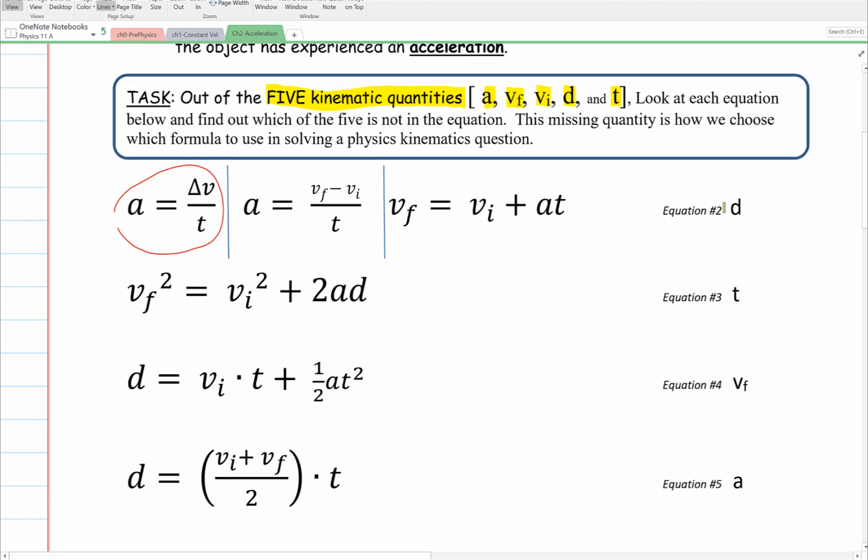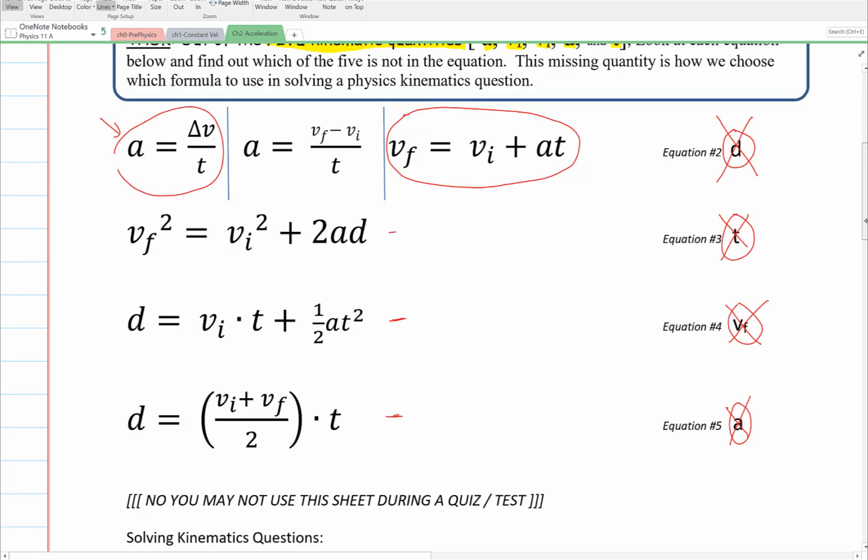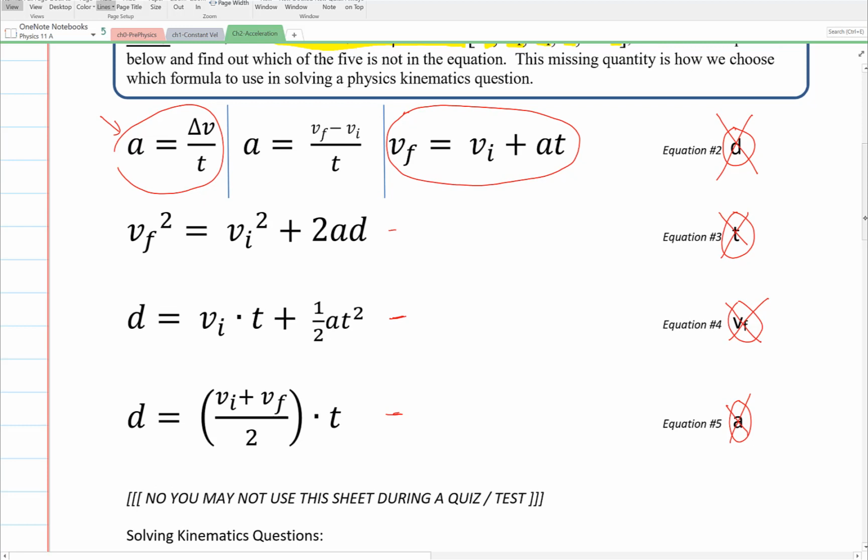So in equation number 2, the one I've circled here, what's missing? There is no d. In equation number 3, there is no time. In this equation, there is no final velocity. And in this equation, there is no acceleration. Is it important to note which quantity is not in the formula? Yes. That is the most important part, because we need to decide which formula to use.